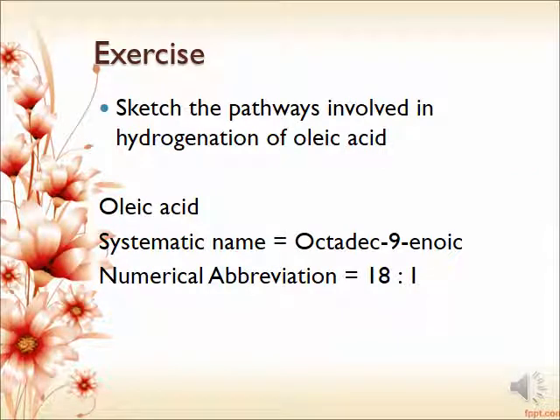Now, as an exercise, please try to sketch the pathway or the mechanism involved in hydrogenation of oleic acid, given the systematic name is 9-octadecenoic acid, with the numerical abbreviation 18:1.